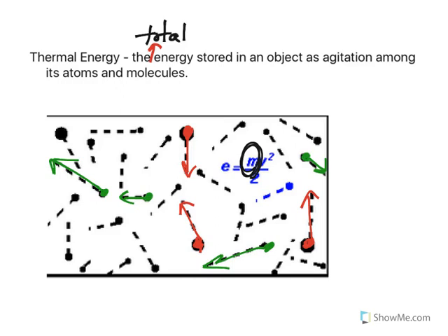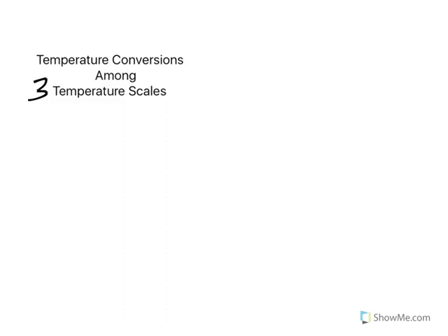Let's look at temperature conversions among the 3 temperature scales. We have the Kelvin temperature scale, we have the degree Celsius temperature scale, and we have the degree Fahrenheit temperature scale. So depending on which part of the world you are from, you may be more familiar with Celsius compared to Fahrenheit. In science, we use Kelvin. So we're going to do the conversions among the 3 temperature scales.